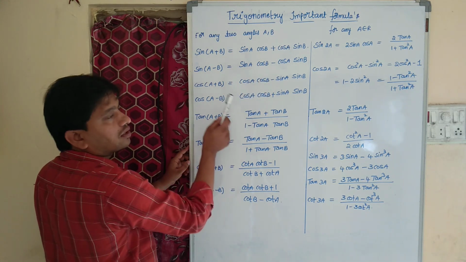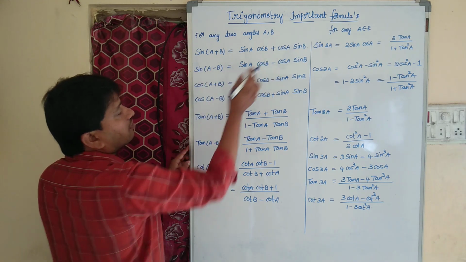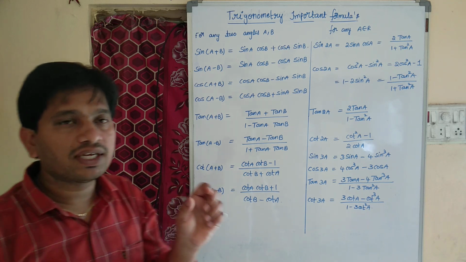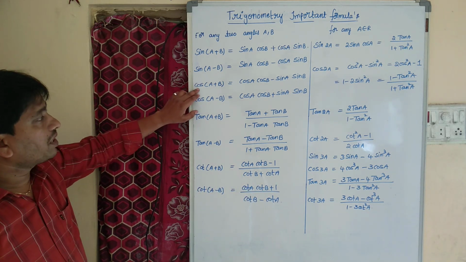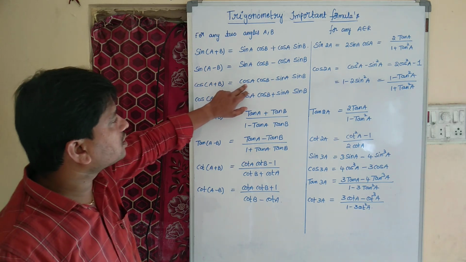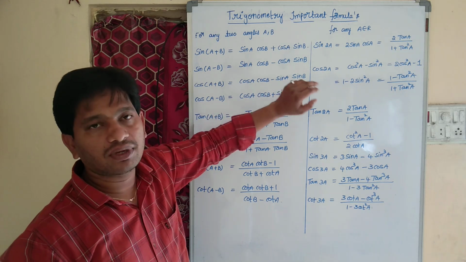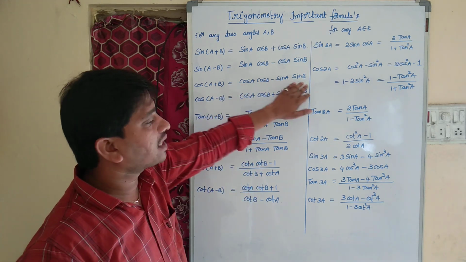here, instead of plus, we are adding minus. If it is A plus B, here you will get plus. If it is A minus B, you will get minus here. Sin(A−B) is sin A cos B minus cos A sin B. Now coming to cos(A+B), what is the formula of cos(A+B)? Cos A cos B minus sin A sin B. Cos(A+B) equals cos A cos B minus sin A sin B.